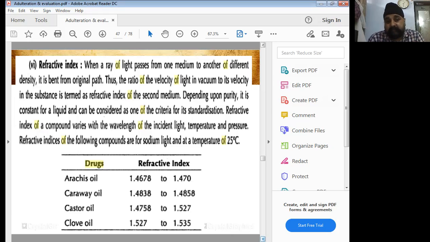Similarly, refractive index. Refractive index is the ratio of the velocity of light in vacuum to the velocity in the substance. We try to pass the light through the medium. Now, when the light passes, it deviates. How much deviation has been done from the original path can be determined by measuring the refractive index. Different oils generally have different values of refractive index. If the value is different from what is given in the monograph, then it might be adulterated.